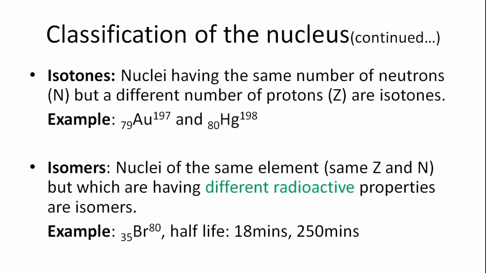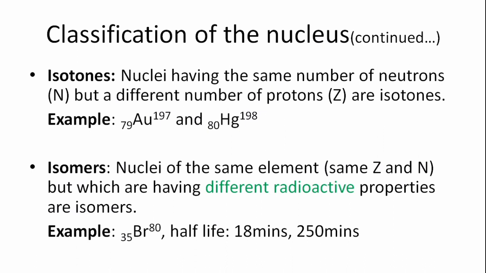So these are isotones, where iso means same. I think you are aware of that; in chemistry also you must have come across this iso term. And then we also have isomers. Here nuclei of the same element, having the same Z and N, but with different radioactive properties, are called isomers. Radioactivity properties we will study in the upcoming videos.